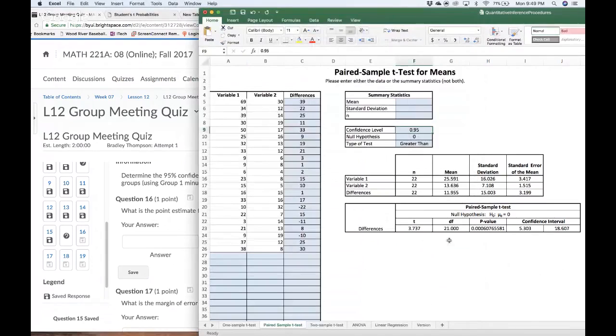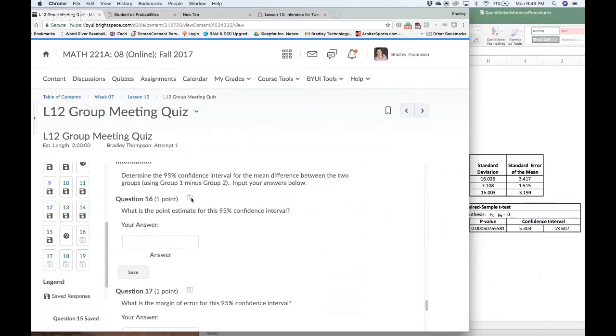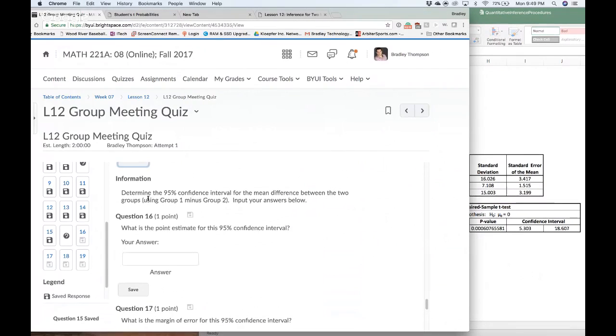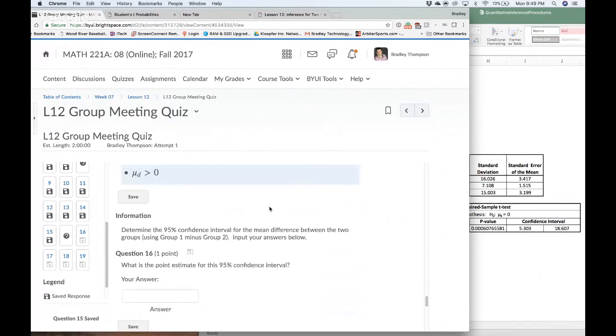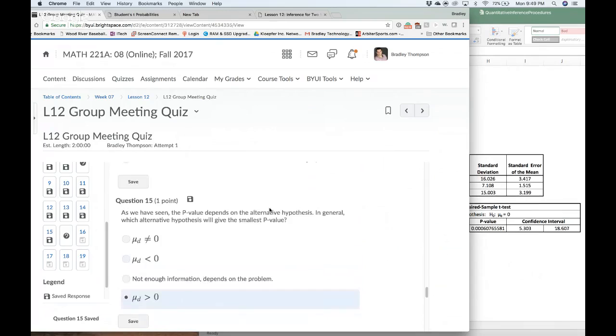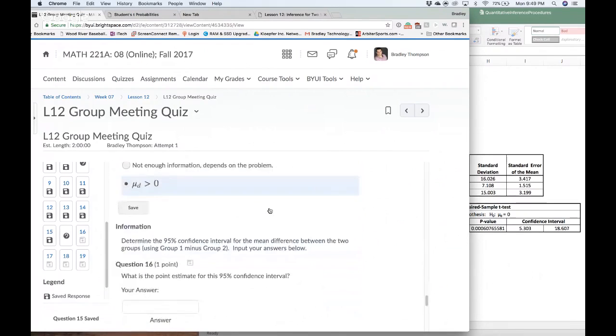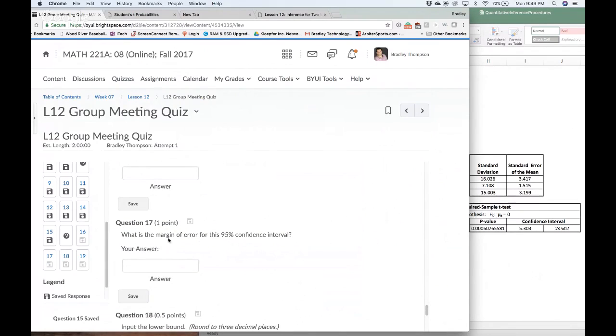Point estimate. That's confusing. Determine the 95% confidence interval for the mean difference between the two groups using group 1 minus group 2. Input your answer below. But this is confusing because are we using this before? Because it says for the next 8 questions, yet 17 doesn't. Point estimate. Let me figure out what the point estimate is.